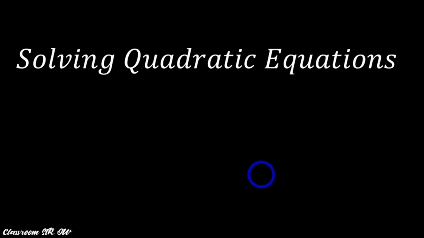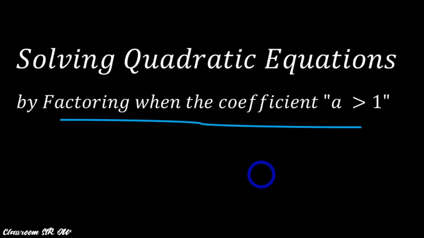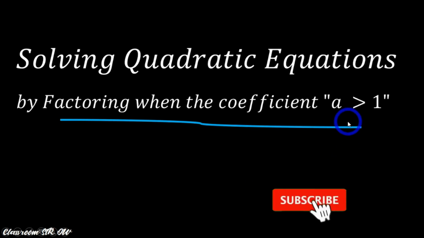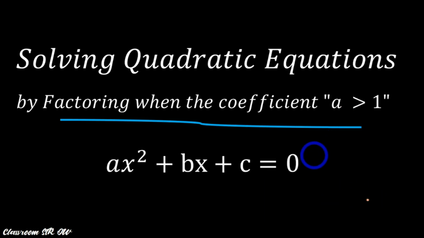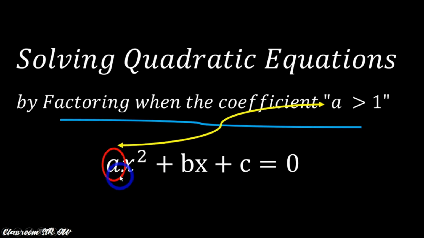What we are going to do in this lesson is we will try to solve the roots of the quadratic equation by the use of factoring when the coefficient a is greater than 1. So what does it mean when we say a is greater than 1? Let us recall the standard form of the quadratic equation, which is ax squared plus bx plus c is equal to 0. The value of our a here is greater than 1.